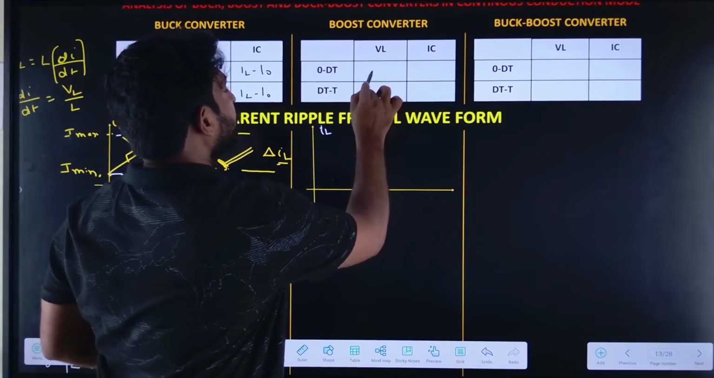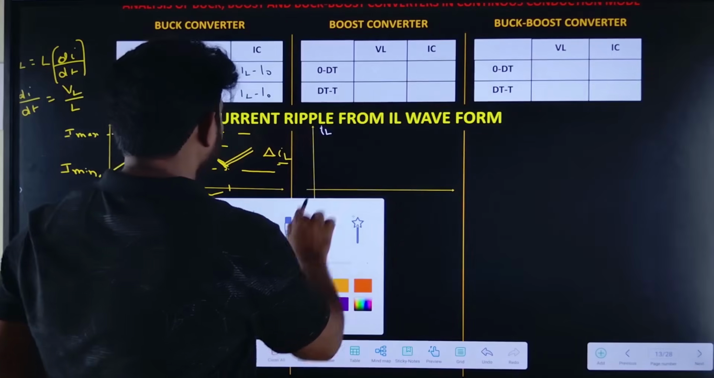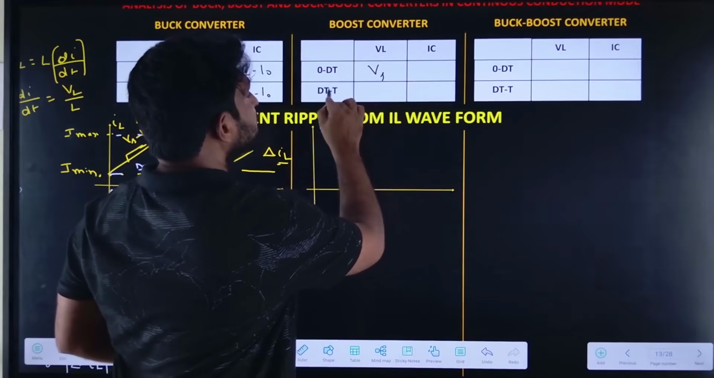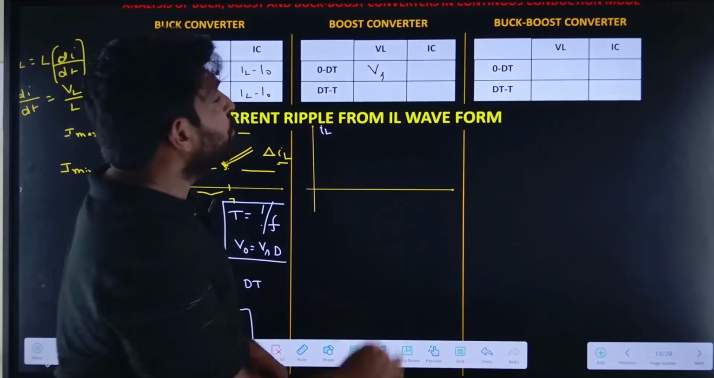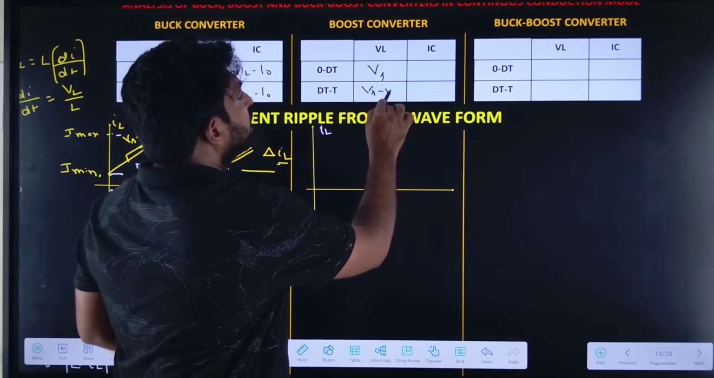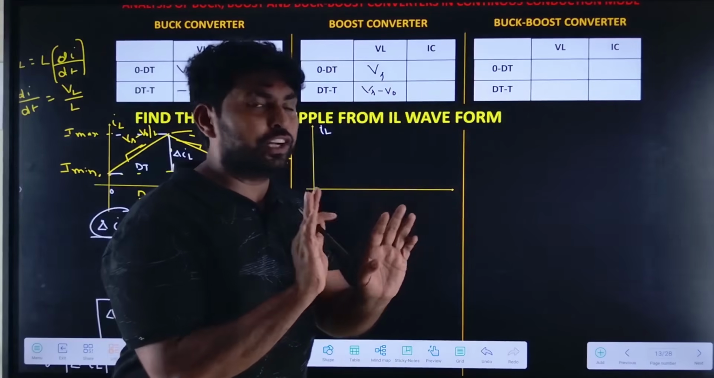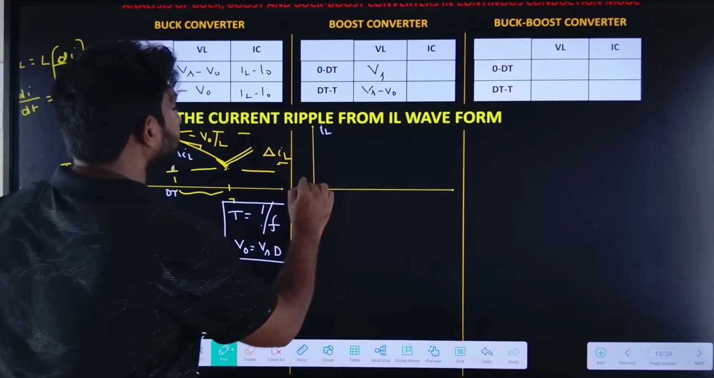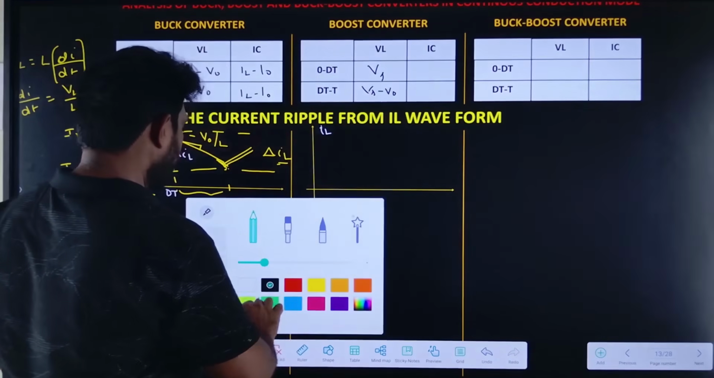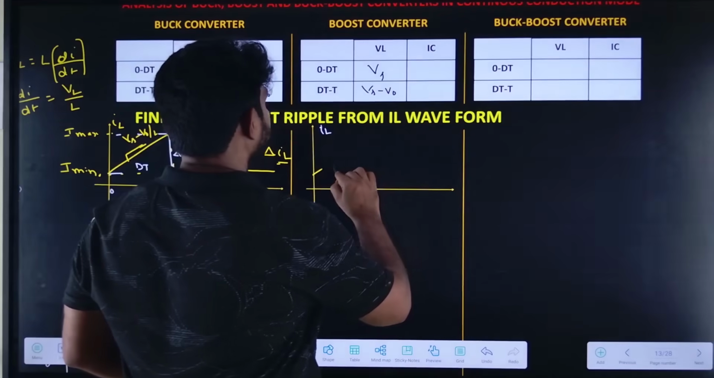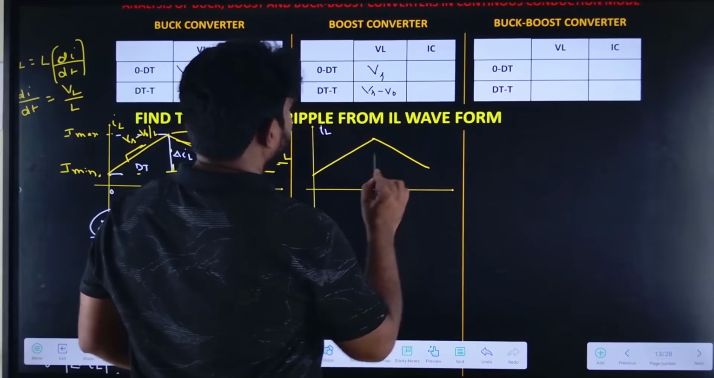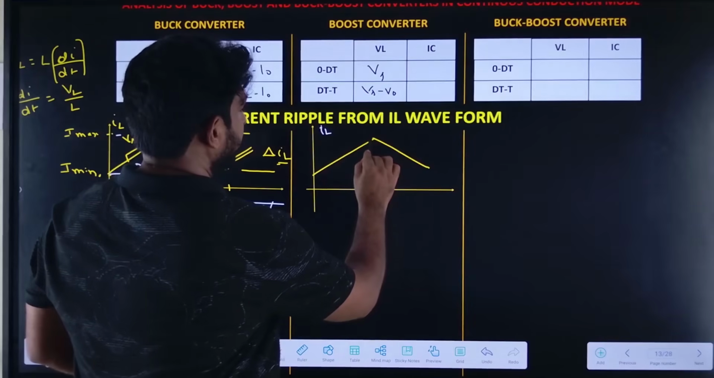VL is equal to Vs, and from dt to t period it is Vs minus V0. In case of the boost converter, V0 is greater than Vs, so Vs minus V0 is negative. So if I draw the same graph, it will be like this. It follows the same manner, but the slopes will be different.